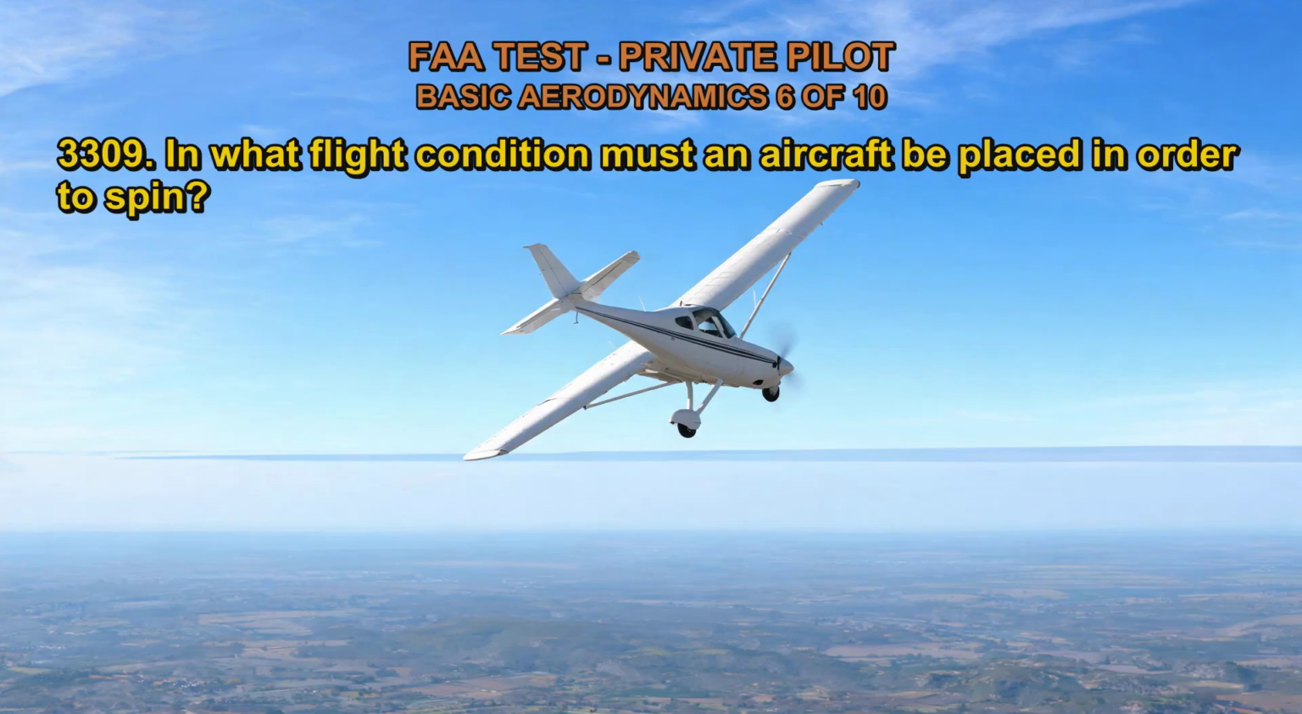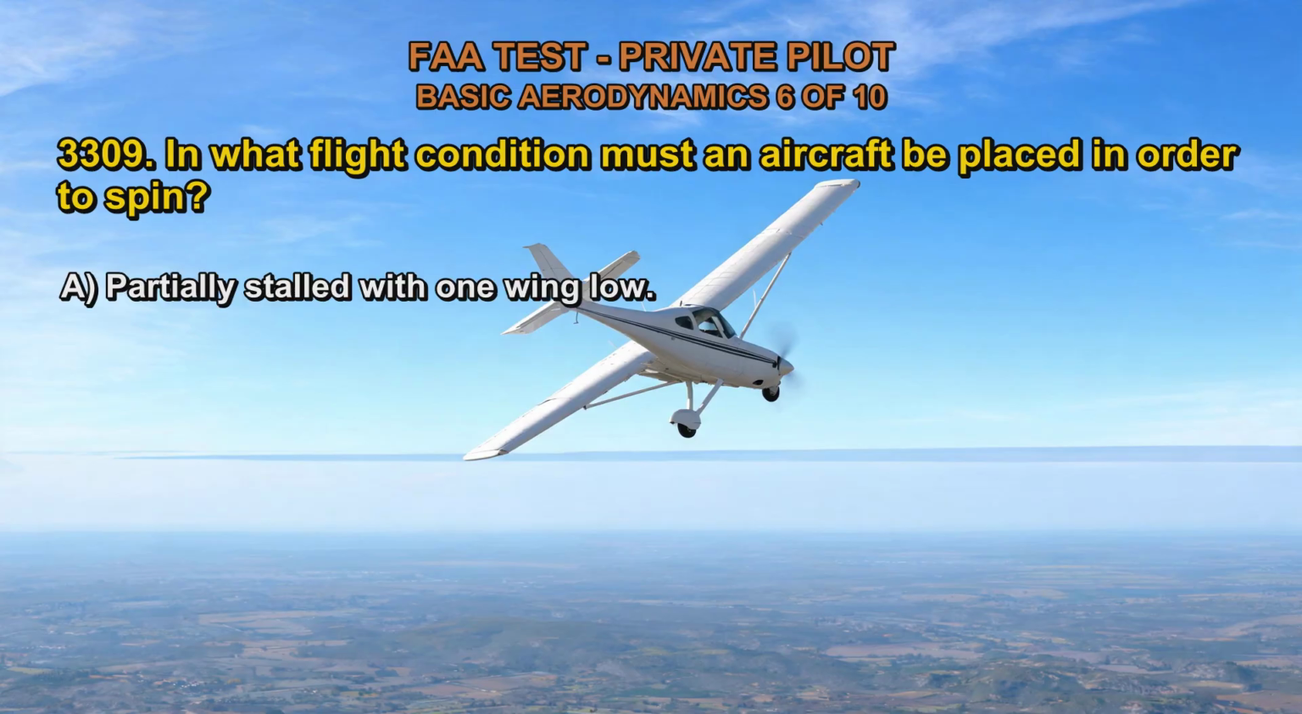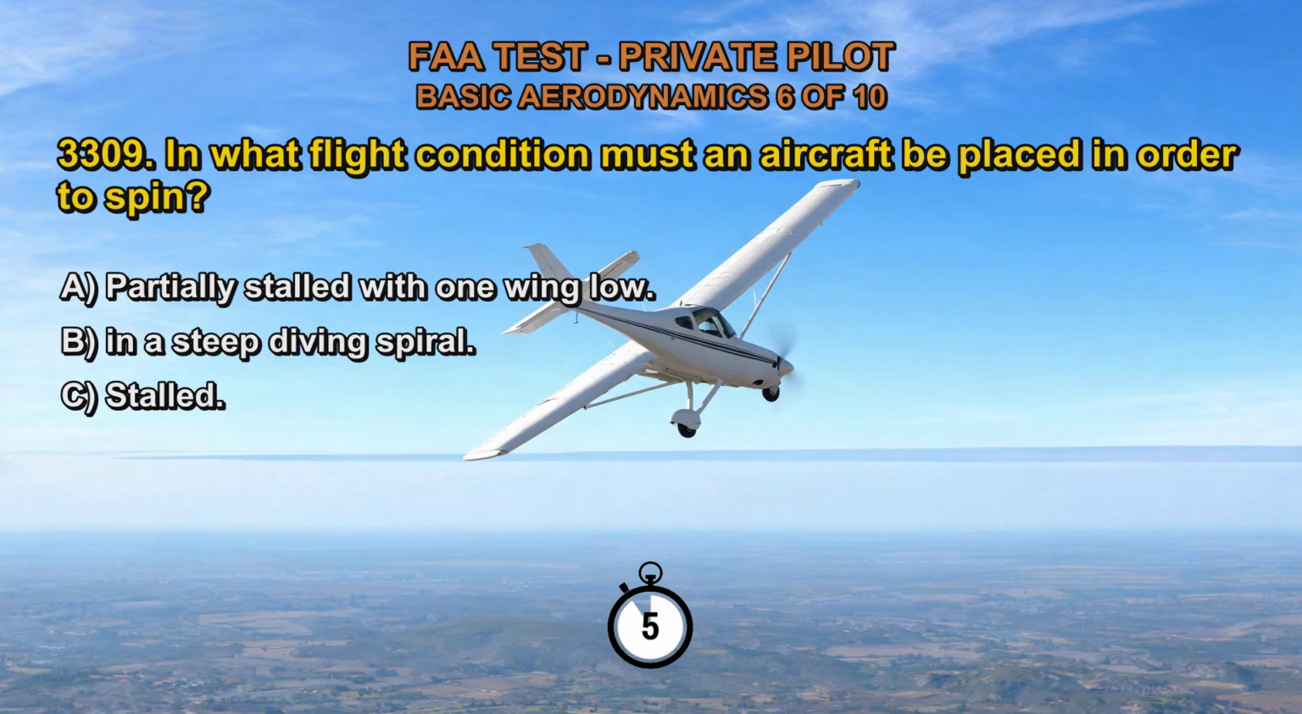3309. In what flight condition must an aircraft be placed in order to spin? A. Partially stalled with one wing low. B. In a steep diving spiral. C. Stalled. The correct answer is C.